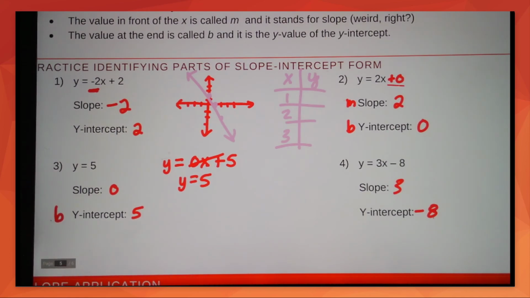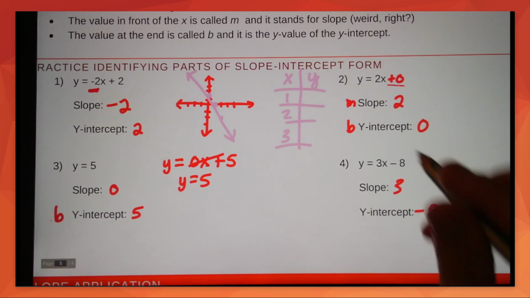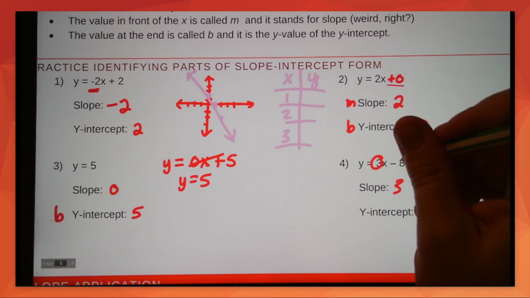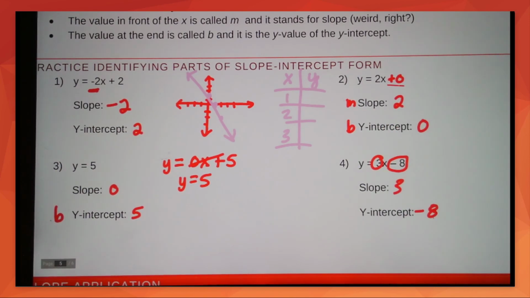Okay, so we should have gotten a slope of 3 and a y-intercept of -8. The slope is a positive number, and the y-intercept includes this minus sign that's next to it.